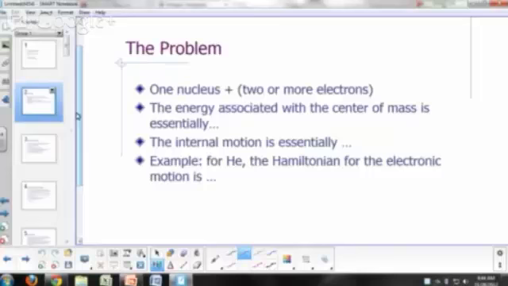So what would be the energy that's associated with the center of mass? That's essentially what? What's the center of mass of your atom? The nucleus is where most of the mass is concentrated. So the energy associated with the center of mass would essentially be the motion of the nucleus, right? And for practical purposes, we can separate that from our problem. That's a separate problem. That will just be a free particle problem. And so we're really more interested in the internal motion, which would be essentially the motion of the electrons, so electronic motion.